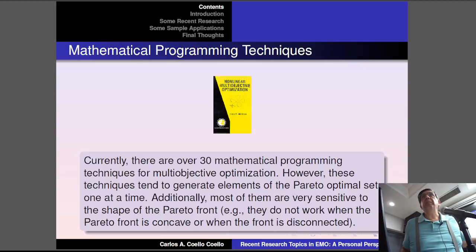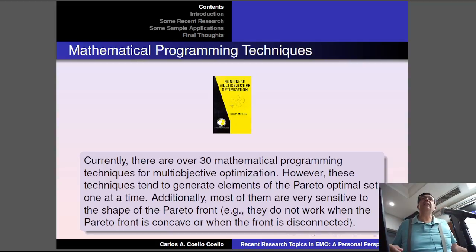I will focus in this talk mainly on nonlinear because that's the most common domain for those of us who use metaheuristics. And in this case, these techniques are very fast, but they have two main limitations. The first has to do with the way in which they generate solutions. These algorithms normally generate one solution at a time. So each time you run the algorithm, at the end you obtain a single solution. This is a problem because if you want to generate several elements of the Pareto optimal set, you have to run the algorithm several times, and there is no guarantee that by changing the starting point, the final solution will be different. At the end, you may have the exact same solution you found before.